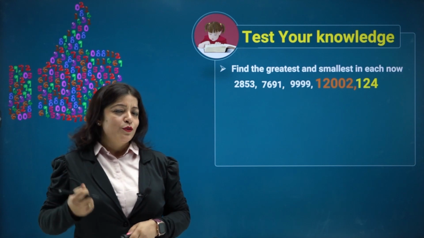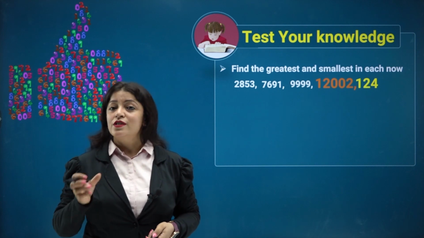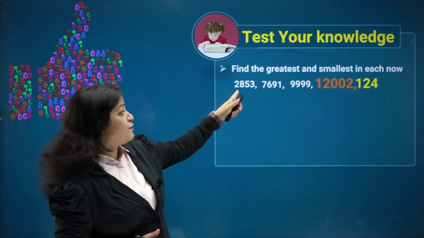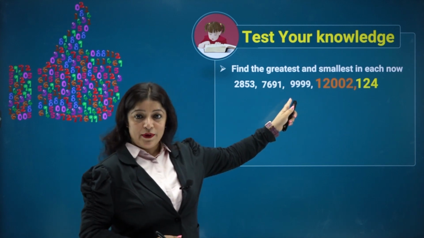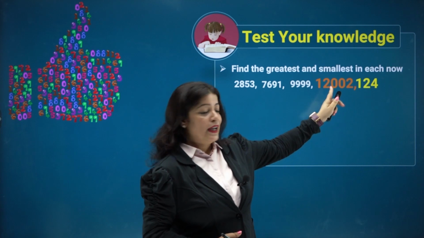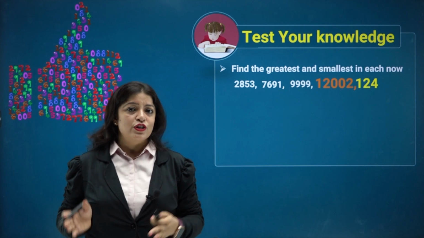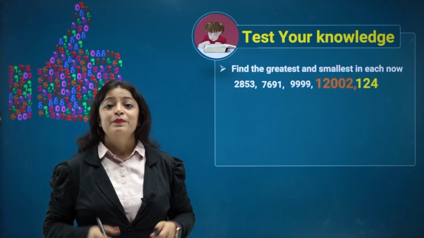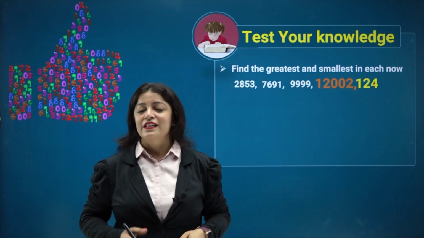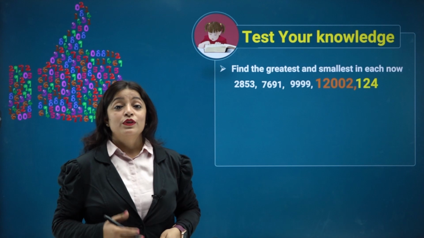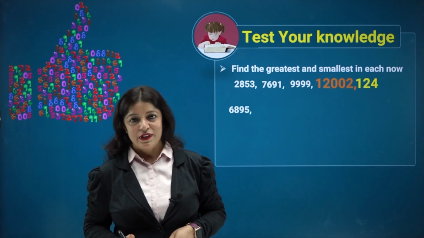Now, a very simple way you got this is by just looking at how many digits are there in a number. This is a 4-digit number. This is also a 4-digit number. This is also a 4-digit number. Next is a 5-digit number, and next is a 3-digit number. So obviously when you compare a 3-digit number, a 4-digit number and a 5-digit number, the 3-digit number should be the smallest and the 5-digit number should be the greatest of them. Now there are certain conditions given to it which we will also deal with in the later segments.